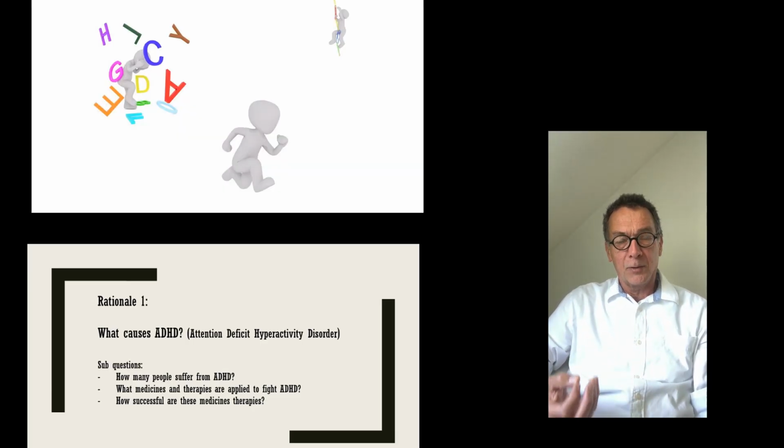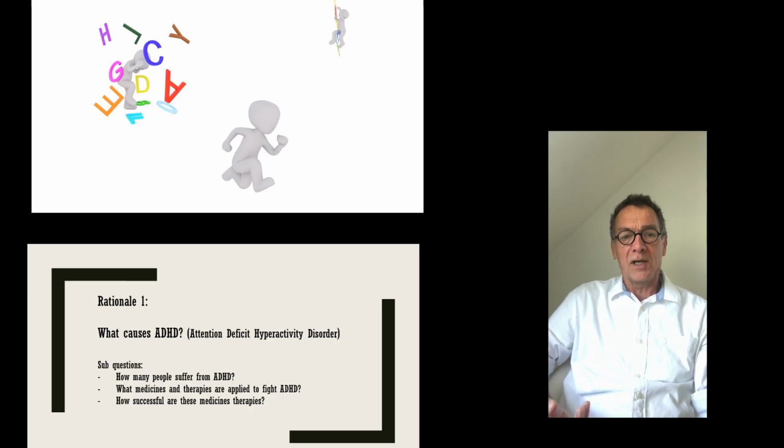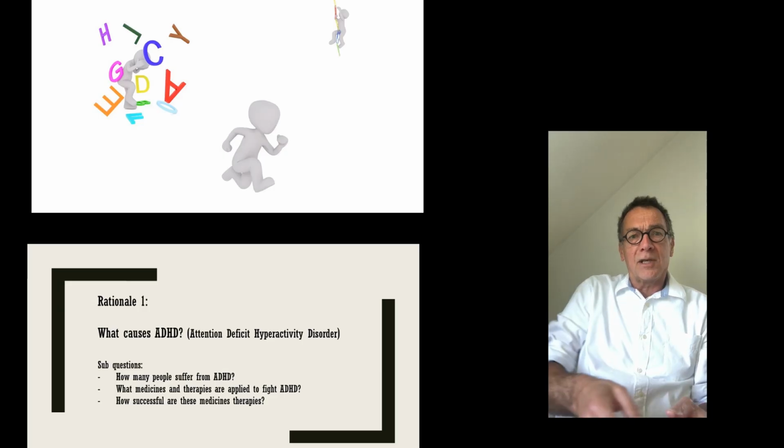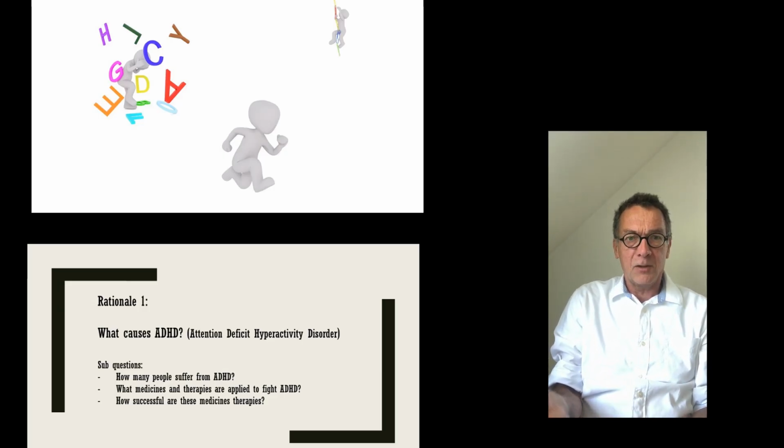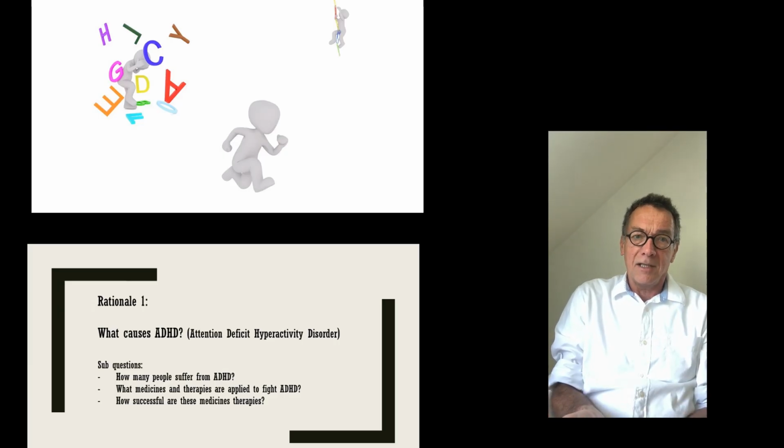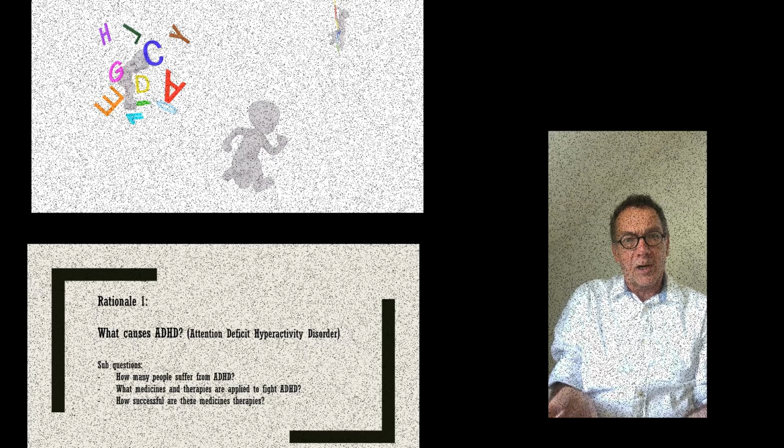In this example, the researcher has formulated as a rationale, as a reason to start his research, the question, what causes ADHD? What makes that adults, children feel restless and that they find it hard to concentrate? And the researcher has formulated three sub-questions. These questions are: how many people suffer from ADHD? What medicines and therapies are applied to fight ADHD? And how successful are these therapies and medicines? The question is, why isn't it very adequate to formulate your rationale in this way?